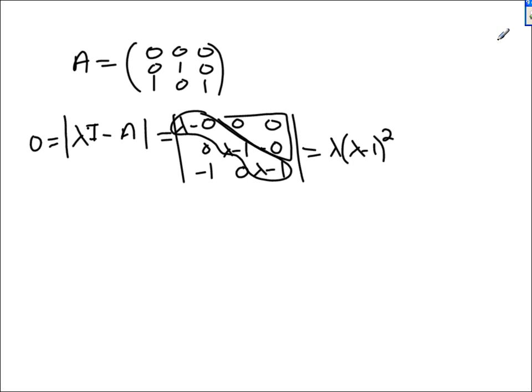And it equals 0. So that implies either lambda is 0, or lambda minus 1 squared is 0. The only number you can square and get 0 is 0. So lambda minus 1 should be 0, and that happens when lambda is 1.